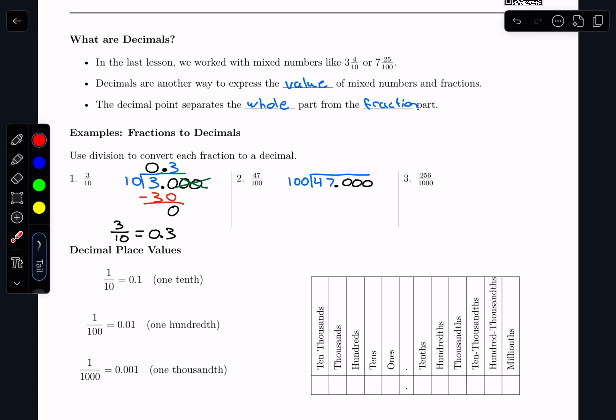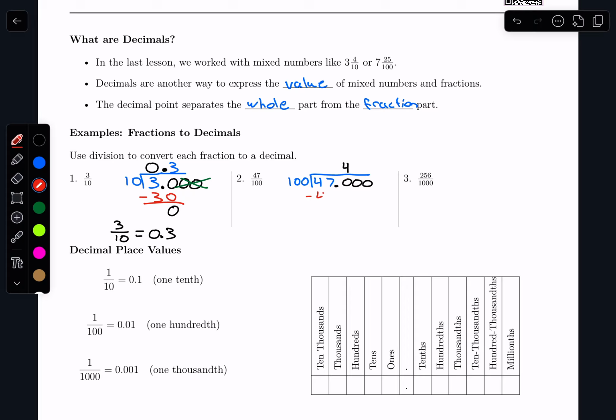But again, notice that 47.000 is just 47 still. It does not change the value of it. It just gives me more place values to work with. So now we start dividing. 100 does not go into 47, but it does go into 470. And it goes into 470 4 times. So I'm going to go ahead and put a 4 on top.